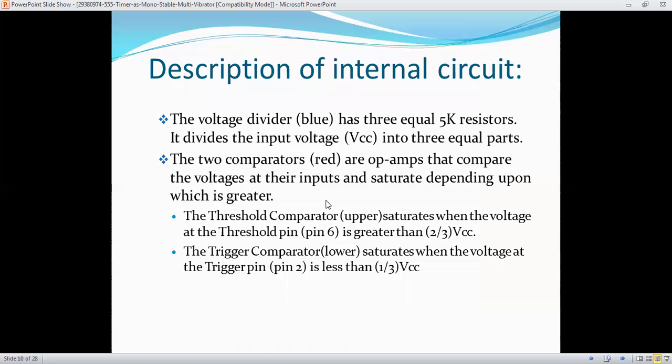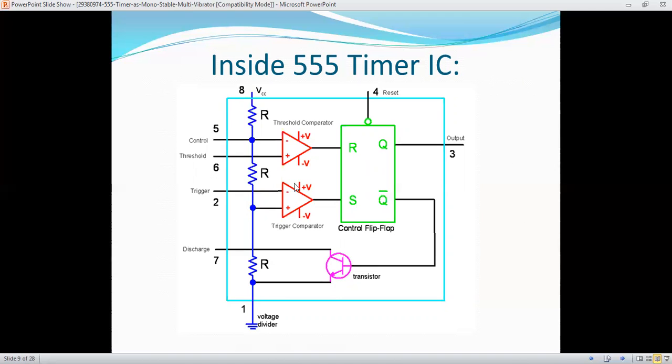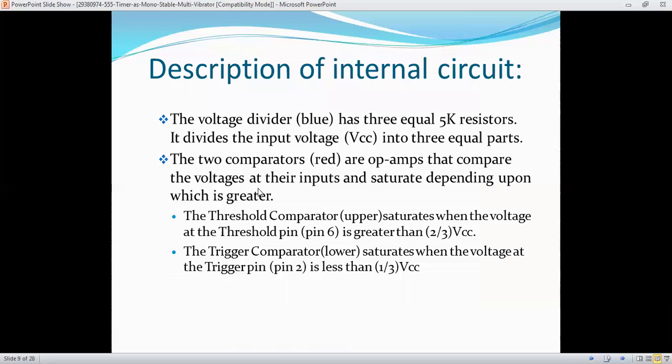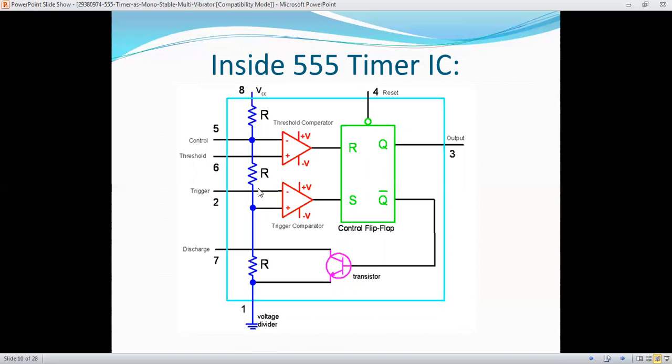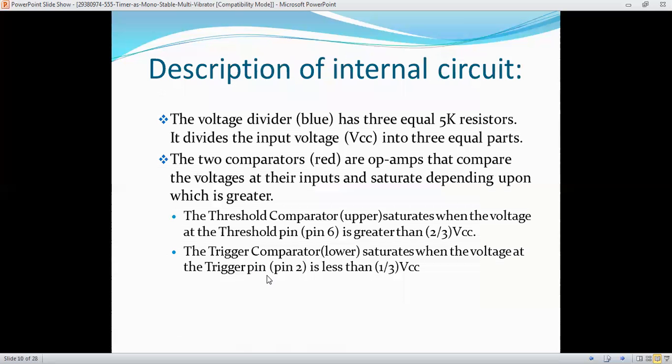From that, we will move to the internal circuit. The blue part is called the voltage divider. The blue shows three equal resistors of 5K. These are R1, R2, R3. These three equal resistors divide the input voltage VCC into three equal parts.